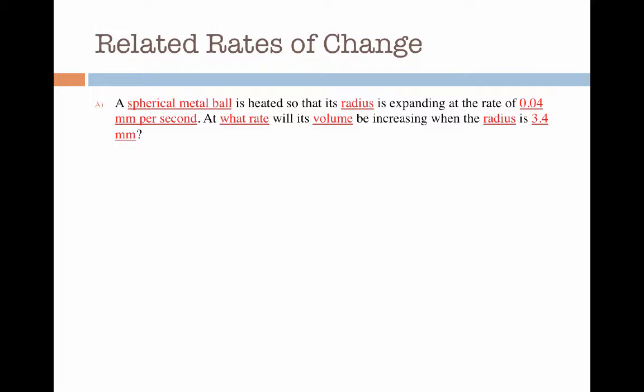Let's start off by working out what they want us to find. They want us to find the rate that the volume is increasing. So we want to see the change in V, volume, with respect to time. We know that we're going to have to look at the volume of a sphere because we have a spherical metal ball that's been increasing.